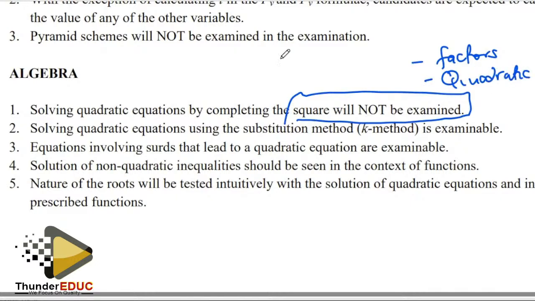Then you need to solve quadratic equations using the substitution or K method. This is examinable. It's possible that it can come where you have an equation with a bigger exponent other than 2, maybe x to the 4, probably x to the 6, and so on and so forth. So when you use the K method, you let K be maybe x squared, so that you just replace that and then you solve it.